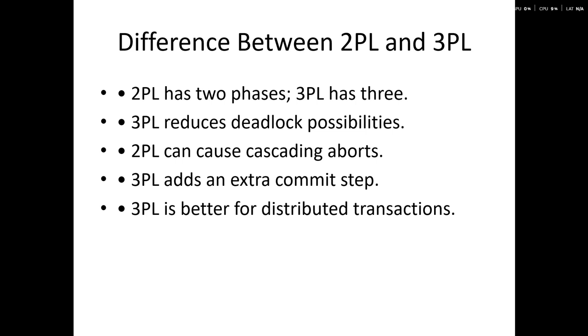Difference between two-phase locking protocol and three-phase locking protocol. Two-phase locking protocol has two phases. Three-phase locking protocol has three phases. Three-phase locking protocol reduces deadlock possibilities. Two-phase locking protocol can cause cascading aborts. Three-phase locking protocol adds an extra commit step. Three-phase locking is better for distributed transactions.